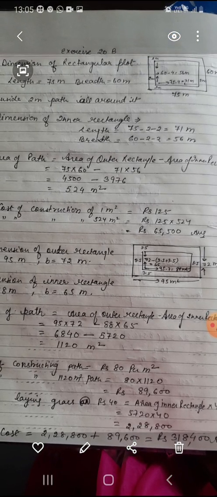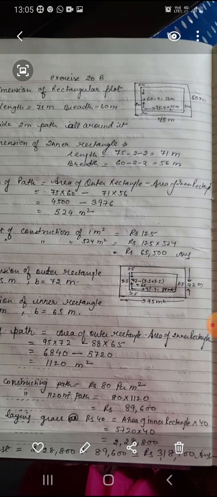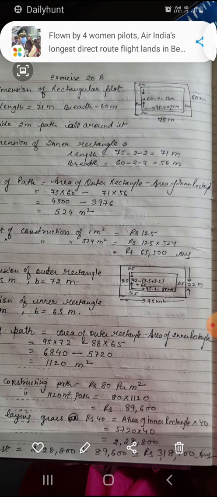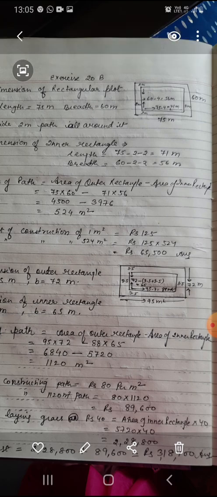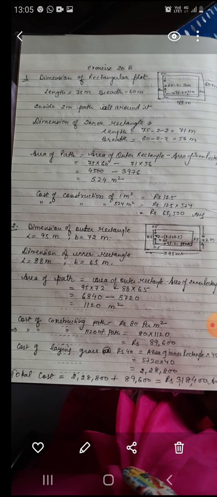So here what I have done, you can see the dimension of the rectangular plot is given as 75 and 60. So I have written inside 2 meter path all around it. So dimension of the inner rectangle, 75 minus 2 and 2, I have subtracted 2 and 2, so that will become 71 meter, and breadth is equal to 60 minus 2 into 2, that is equal to 56 meter. And then I have done area of path, area of outer rectangle minus area of inner, that is 75 into 60 minus 71 into 56, and the answer comes out as 524 meter square.